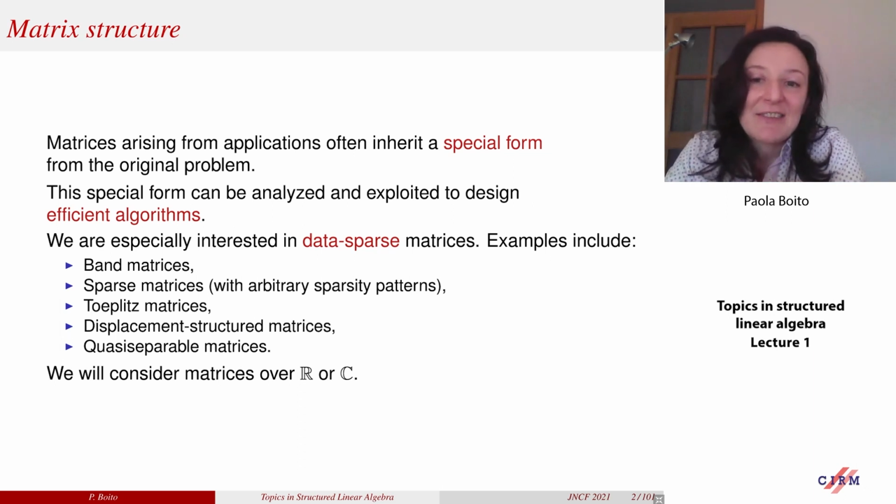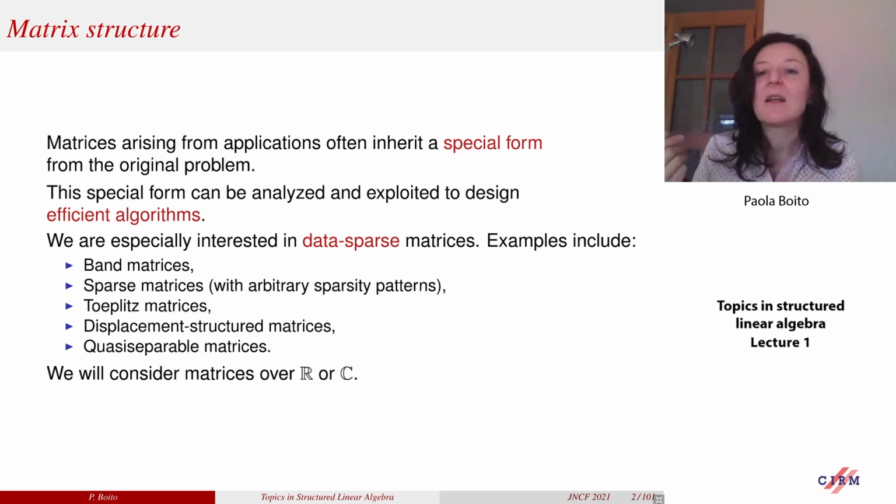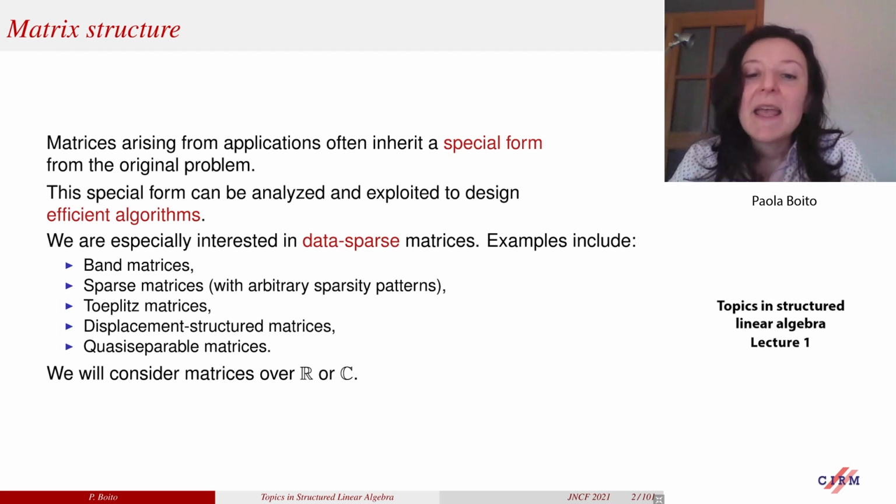The easiest example is perhaps that of band matrices, okay? For instance, tridiagonal matrices, where we have a non-zero main diagonal, a non-zero superdiagonal, underdiagonal, and everything else is zero. And more generally, matrices with arbitrary sparsity patterns.